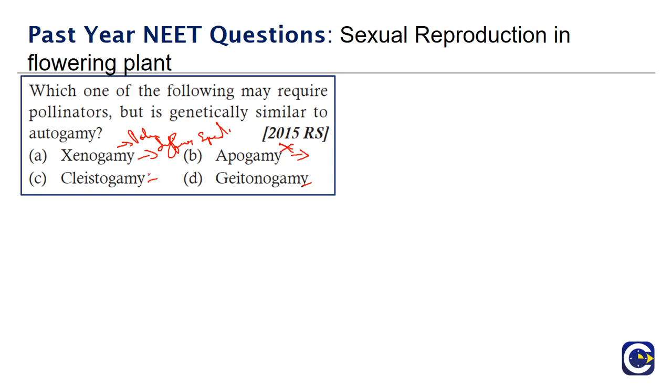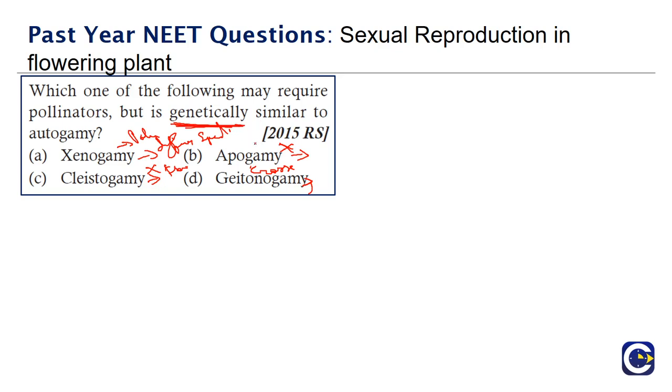So cleistogamy, in which the flowers do not open at all. The flowers do not open, but there is fertilization between the anther and the ovule of the same plant. And geitonogamy, in which the fertilization occurs between the flowers of the same species but different plants. Same species flower but different plants. So it is cross pollination, but it is not between different species. So the genetic lineage is maintained. So genetically it is similar.